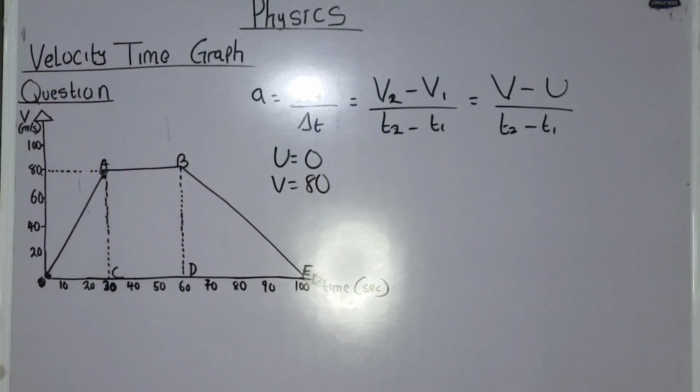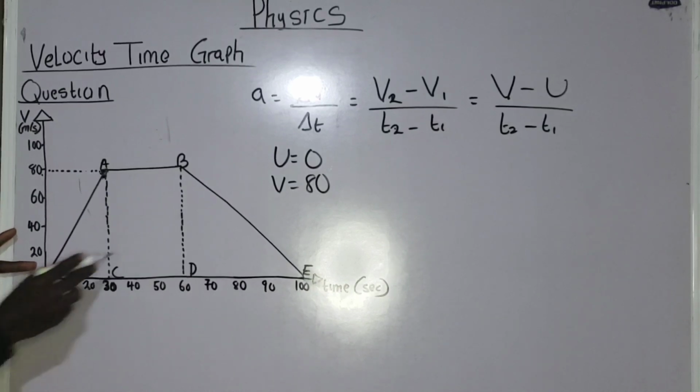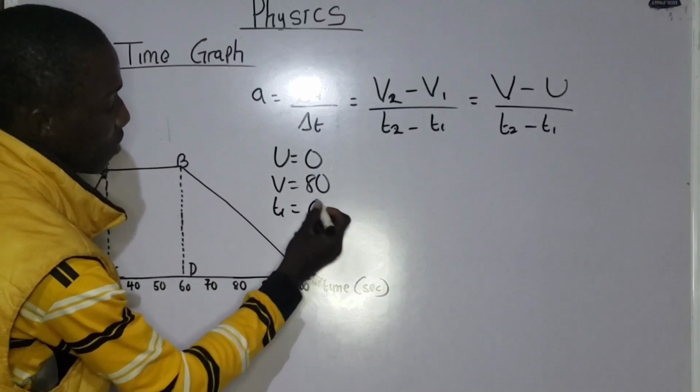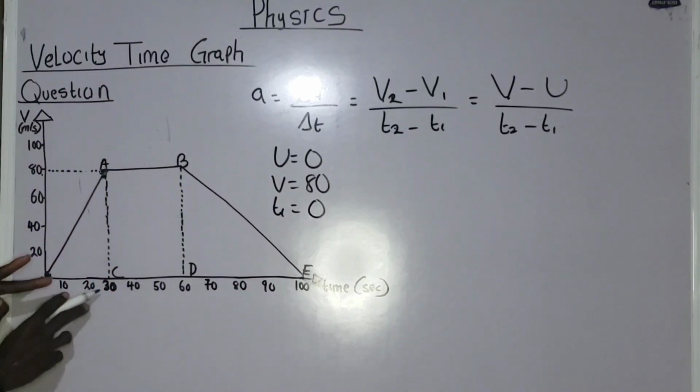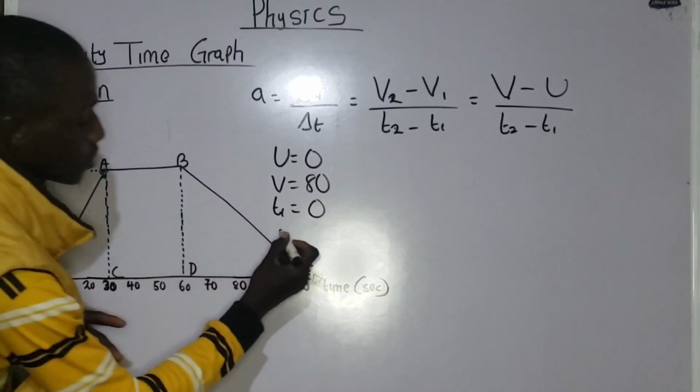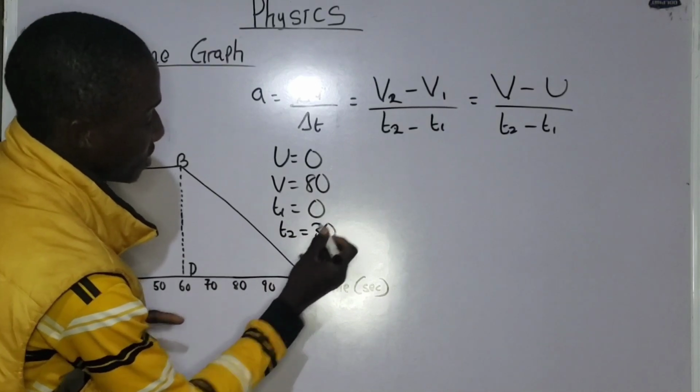Now let's check the time. The time here is 0, because it's not moving right now. So t1 equals 0, and t2 is 30. So t2 equals 30.